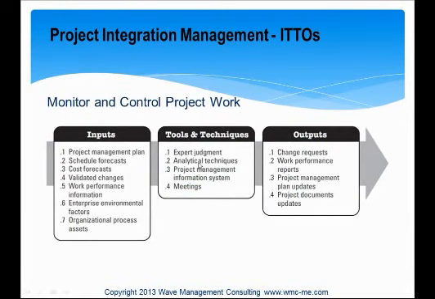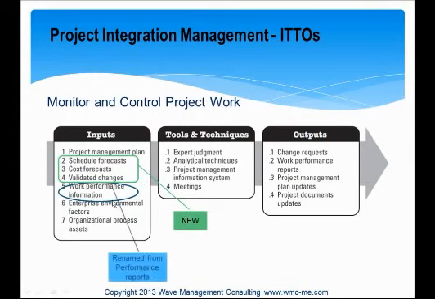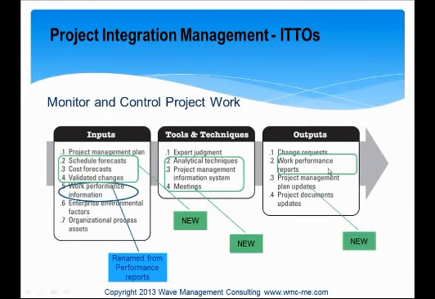Monitor and control project work. We have three new inputs: schedule forecasts, cost forecasts, and validated changes. They renamed performance reports to performance information. So now it's called work performance information as opposed to work performance reports. We have three new items in the tools and techniques: analytical techniques, project management information system, and meetings. We also have a new item on the outputs list called work performance reports.